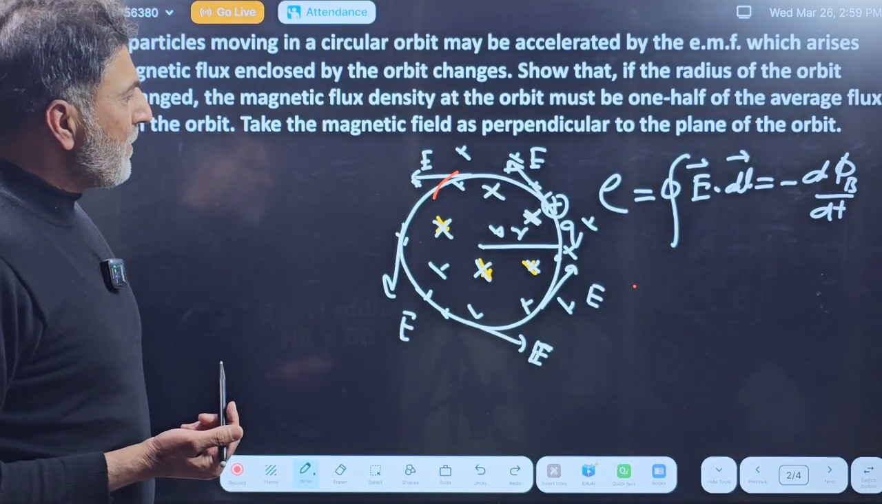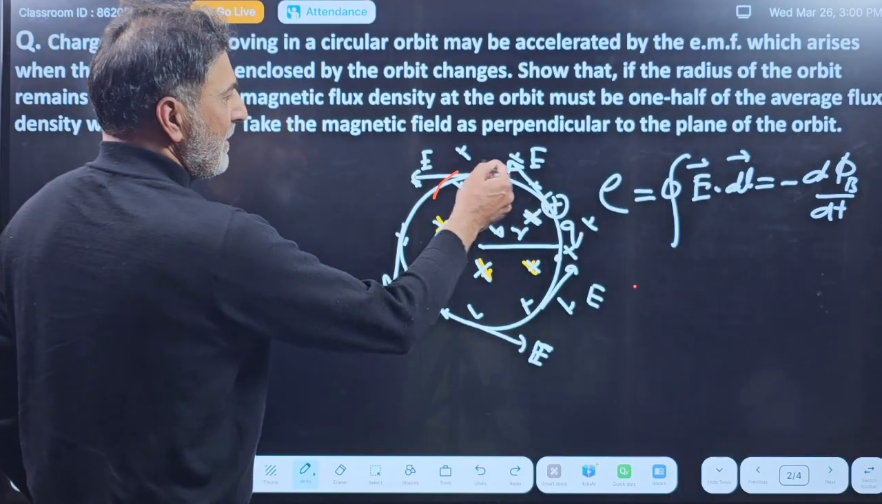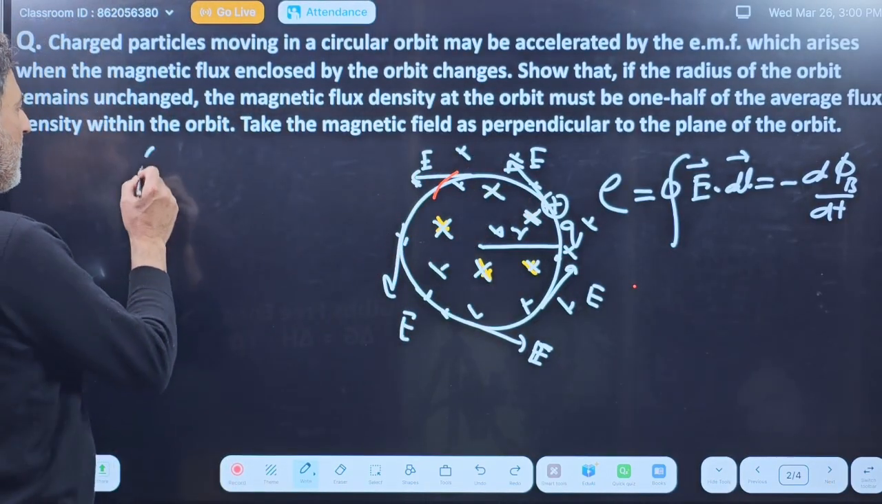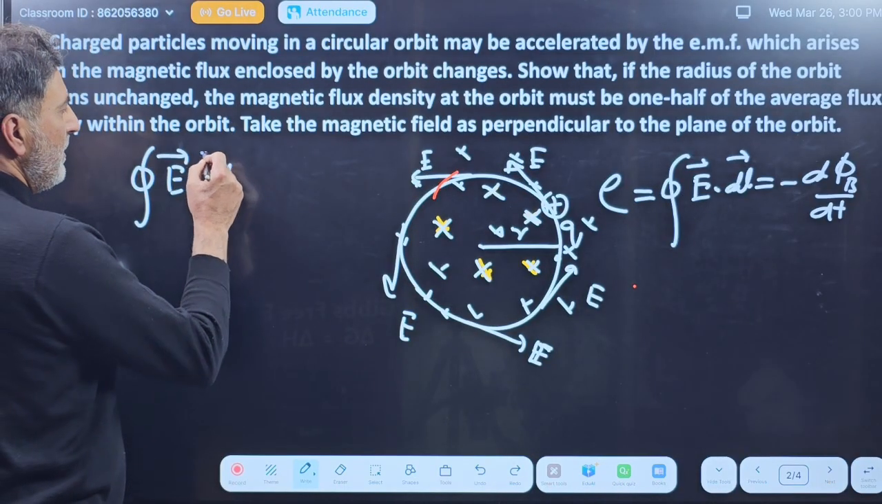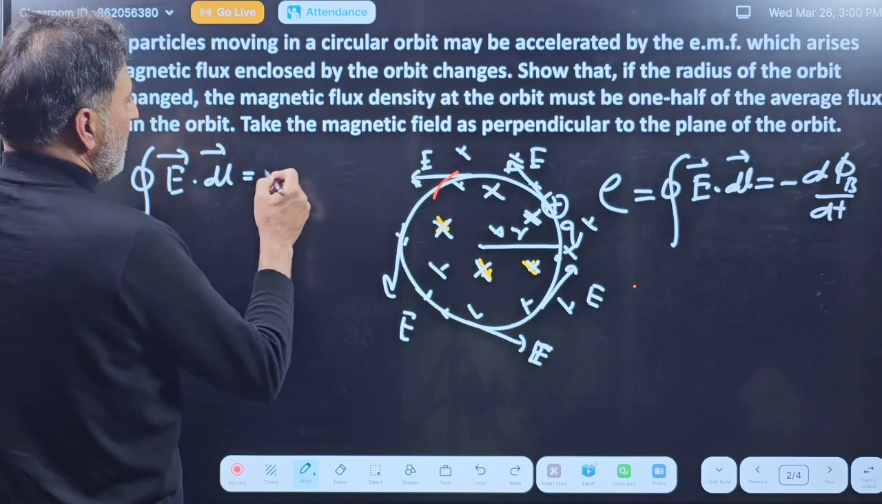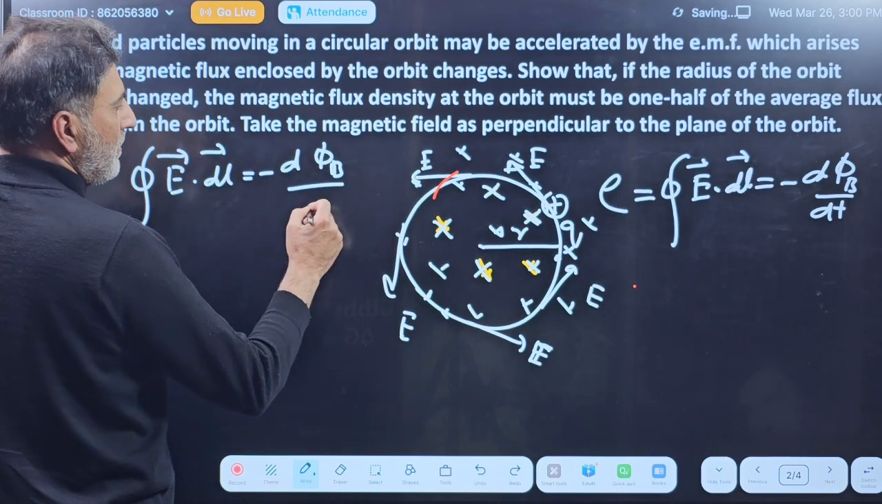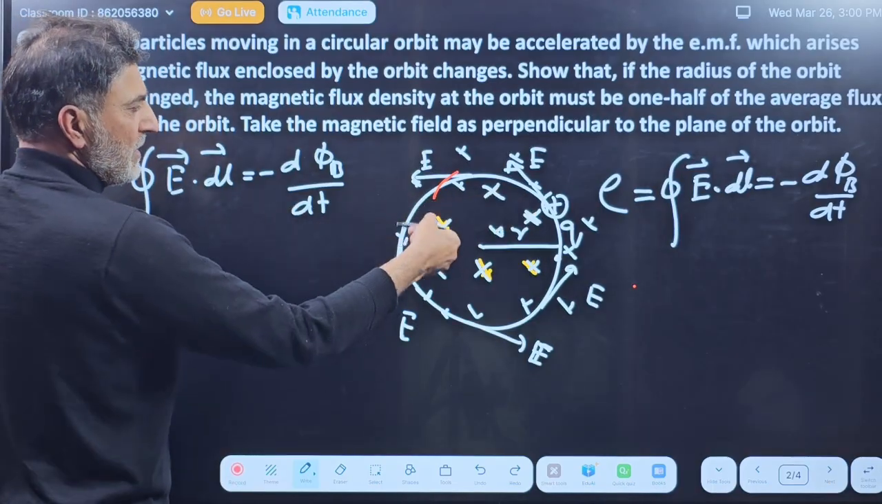First of all, how can we find the electric field on the periphery? The electric field on the periphery can be found like this. The integration of E dot dl is equal to minus d phi B by dt. Here you are integrating the electric field over this path.